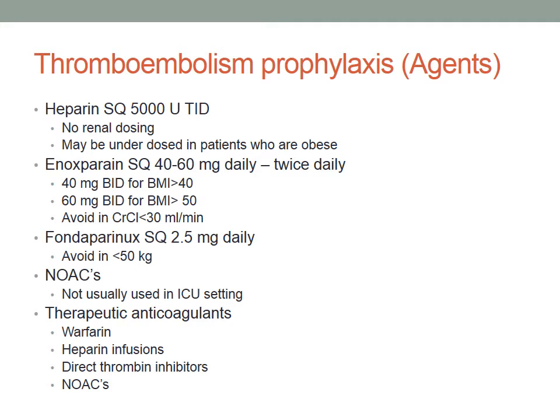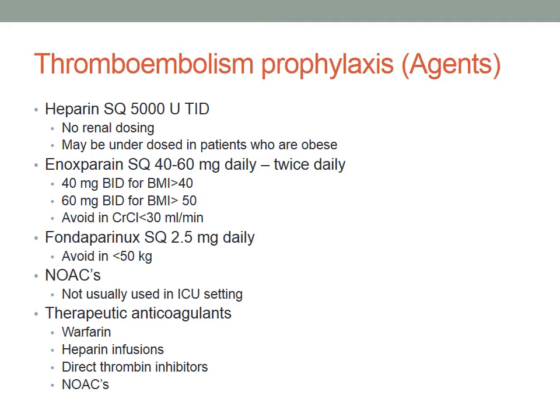Fondaparinux is given as a sub-Q injection, 2.5 milligrams once a day, and we avoid this in patients who are less than 50 kilograms. However, our institution does not carry this, so it will not routinely be done while you're on rotation. New oral anticoagulants are appropriate for DVT prophylaxis in specific populations and are more often studied in a surgical population. However, they have a long half-life, and some of them do not have reversal agents available.